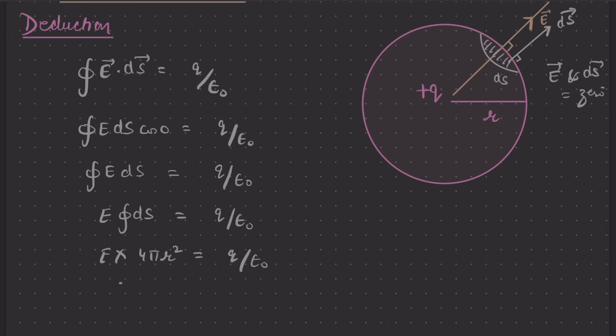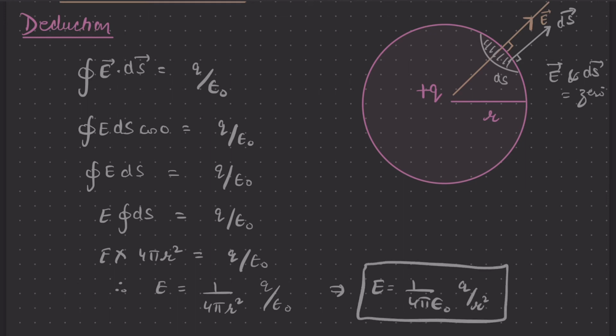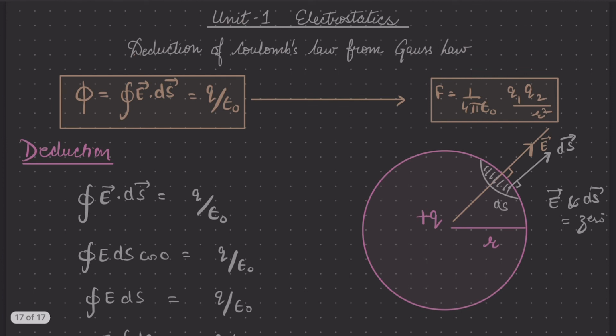And from this point we have E is equal to 1 upon 4 pi r square q upon epsilon naught. And on arranging this term, we have E is equal to 1 upon 4 pi epsilon naught q upon r square. So let us take it as our equation number 1, that is the value of electric field intensity. But the final result which we wanted to reach was to find the value of force, that is to reach the Coulomb's law, that is force is equal to 1 upon 4 pi epsilon naught q1 q2 upon r square.